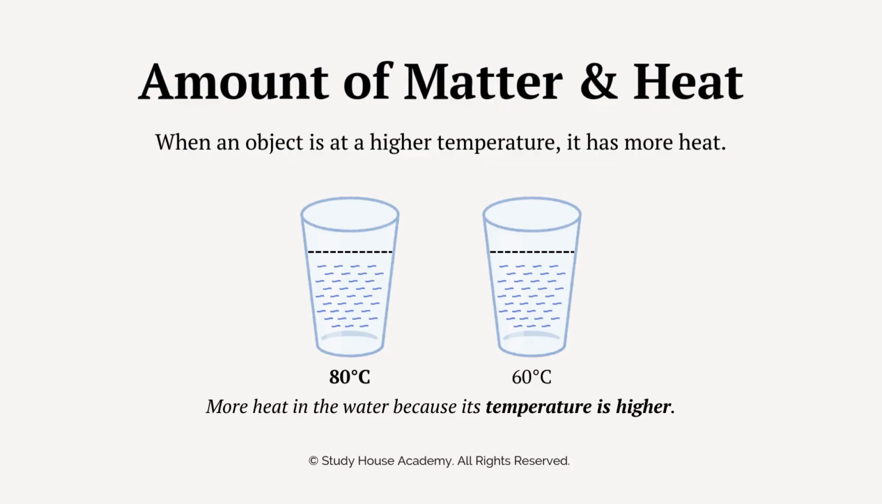Looking at the amount of matter and heat. When an object is at a higher temperature, it has more heat. Compare 2 cups of water, one that is 80 degrees Celsius has more heat than the one that is 60 degrees Celsius.